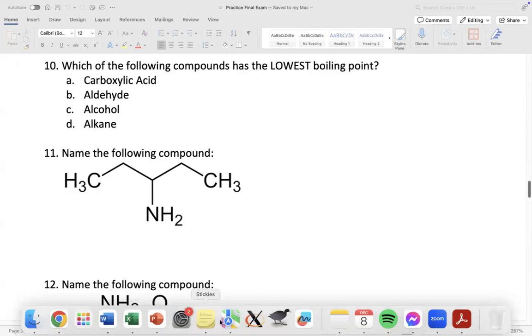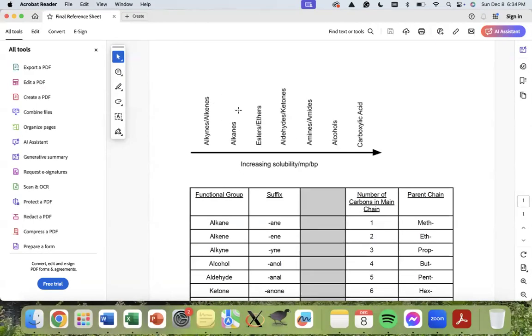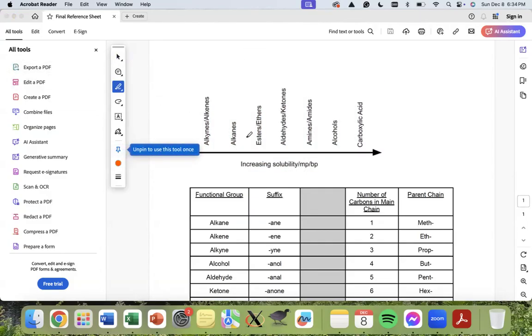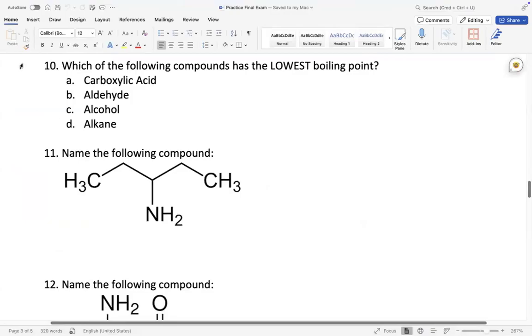So if I pull this back up, alkanes are down here. Okay, so alkanes are down here, and everything else was above it. We wouldn't have alkenes or alkynes listed, so alkane is my lowest in this case. All right. So next, we come back to a couple naming questions. Well, I guess, sorry, any questions about number 10? All right.